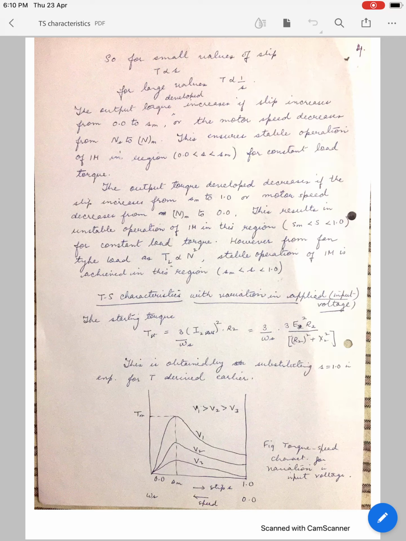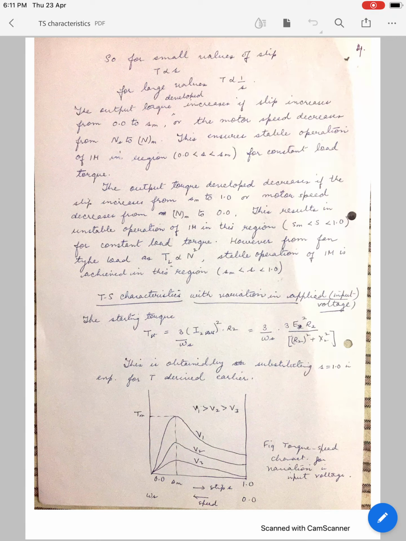So the output torque developed increases as the slip increases from 0 to S_m, or the motor speed decreases from N_s to N_m. So this ensures stable operation of the induction motor in the range 0 to S_m for constant load torque. The output torque developed decreases if the slip increases from S_m to 1, or the motor speed decreases from N_m to 0. So this results in unstable operation of the induction motor in this region. However, for fan type load, because load torque is proportional to n square, the stable operation of the induction motor is achieved in this region.